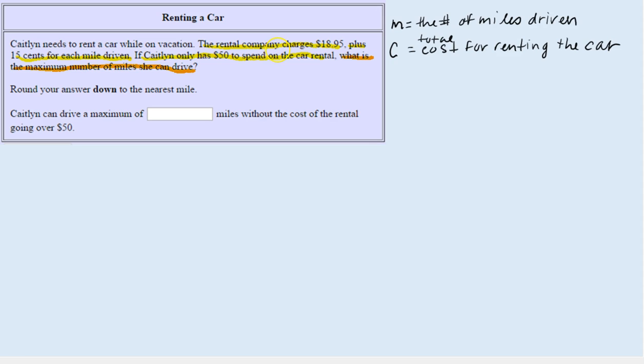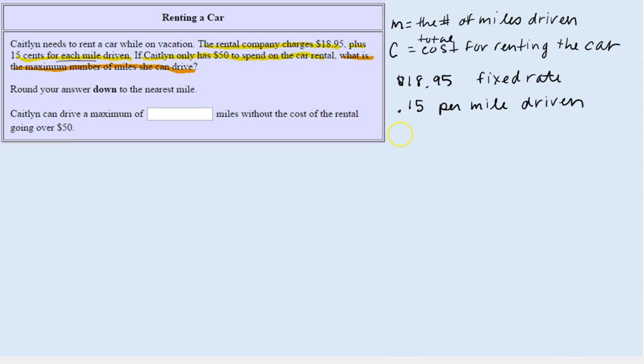Now we're given two pieces of information about that. So it's $18.95 is the fixed rate. So no matter what, even if she said, hey, I want to rent this car, she doesn't leave the parking lot, they would charge her $18.95. Plus 15 cents for each mile driven. And when you see that each, remember that's going to be a rate. So 15 cents per mile driven.